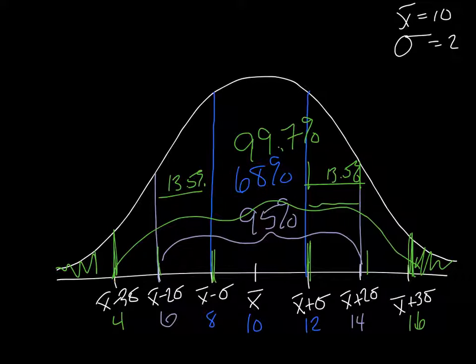We're going to work on this in class doing problems where we figure out what percent is from 10 to 14. Here we have 13.5, and half of 68 is 34. So from 10 to 14, we'd have 34 plus 13.5. That gets us 47.5% of the data from 10 to 14.